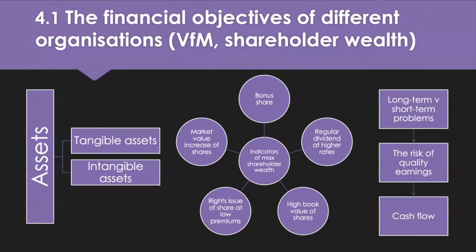The second problem is the risk of quality earnings. So to increase profits, a company might be tempted to take a risk, increasing its risk level, but taking on this risk can endanger the returns available to its shareholders. And then finally, cash flow. Since dividends are paid out in cash and accounting profits are only paper figures, investors tend to consider both cash flow and profits.